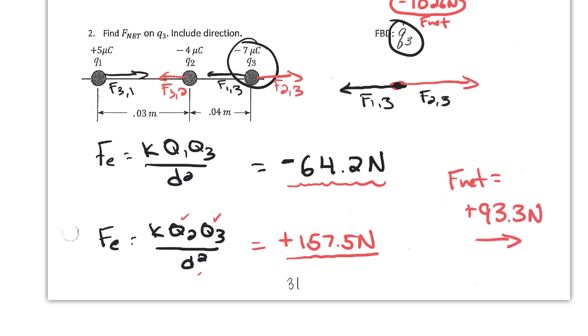So Q3 would get pushed harder to the right. And in many ways, that makes sense because Q2 has a smaller charge, but it's so much closer than the pulling force of this larger charge that's almost twice as far away. So closer charges have bigger influences. The 157 dominates moderately over the 64, and we get a net result of 93.